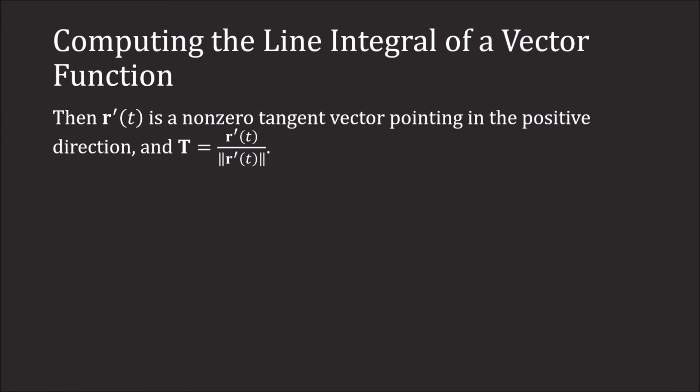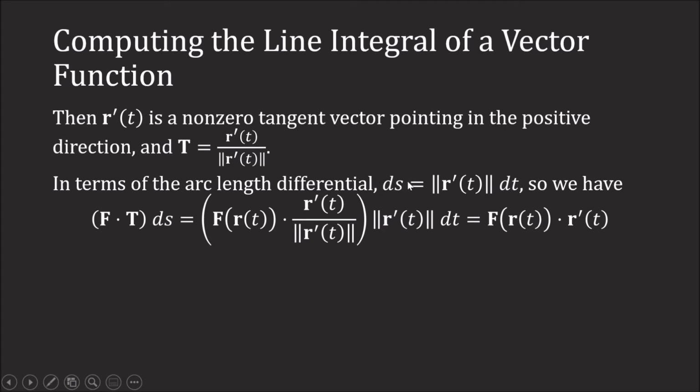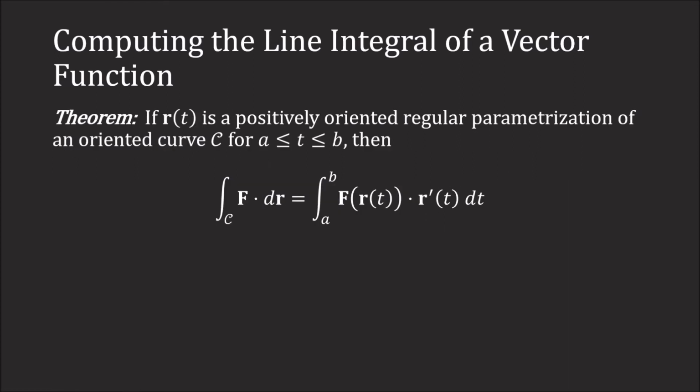Now in terms of the arc length differential, ds is the norm of r prime of t dt. So we can write F dot T ds as F of r dotted with r prime over the norm of r prime, times the norm of r prime dt, which is just F of r of t dotted with r prime of t. And that is how we would evaluate it. If r of t is a positively oriented regular parameterization of an oriented curve C for a less than or equal to t less than or equal to b, then the integral along C of F dot dr is the integral from a to b of F of r of t dotted with r prime of t dt.